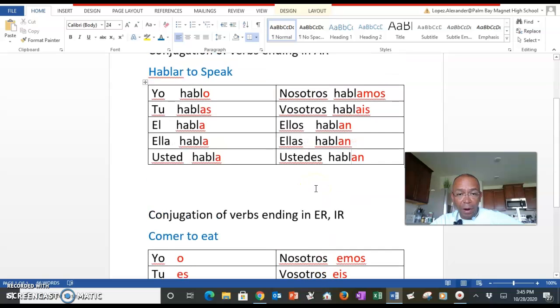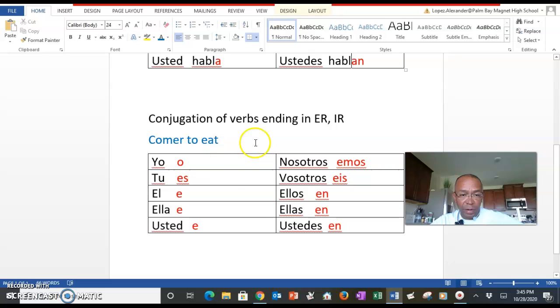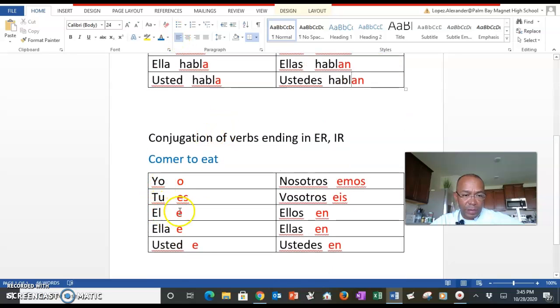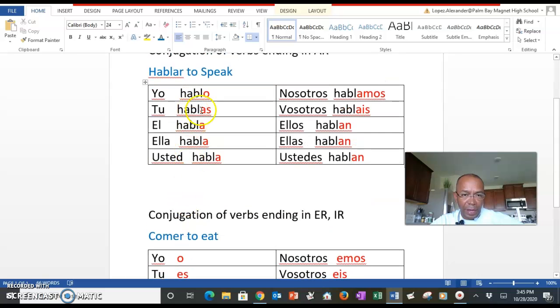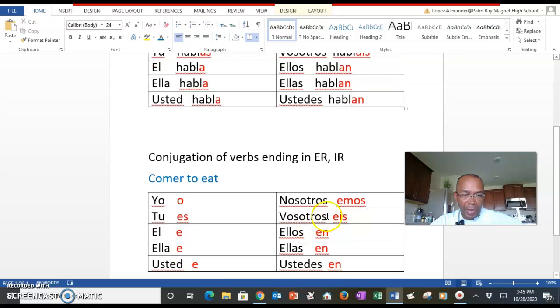Now, for ER and IR, you have a little different. Okay. For ER and IR, they share the same endings. And for them, you have O, just like in yo. But what is different here is that you have an E involved. Instead of AS, you have ES. E, emos, éis, en, and en. Okay? So we'll talk more about that in class and complete your activities.